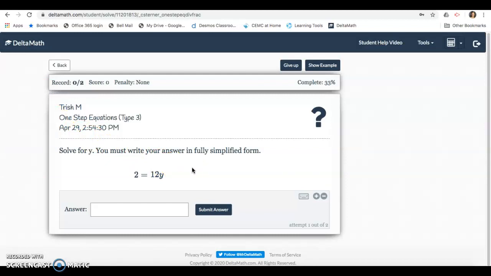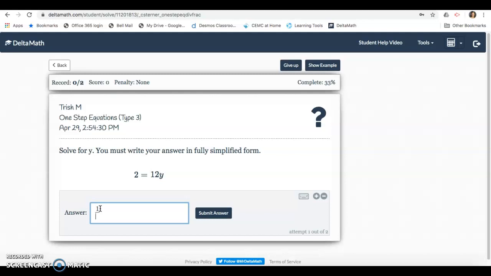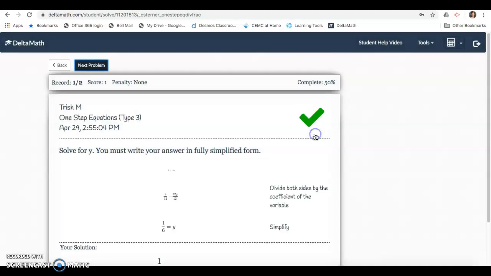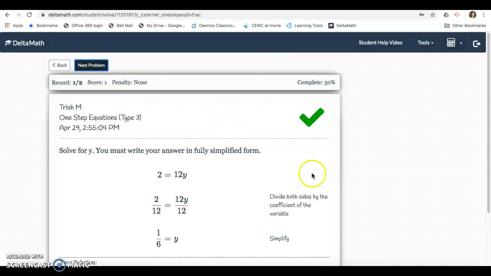This is, again, solving for y, but I wanted to show you how to enter a fraction. So if 2 equals 12y, I would have to divide both sides by 12 in order to isolate y, and I'd get 2 over 12, which reduces to 1 over 6. To enter in a fraction, type the numerator, and then the backslash button will make it into a fraction, and then the denominator. Okay, so I got that one correct.